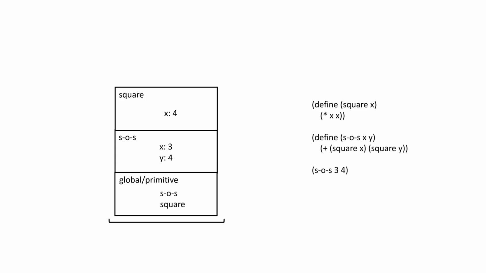but also contain some bookkeeping information, chief among which, or most important as far as this course is concerned, are the dynamic and static links. So the dynamic link points to the activation record of the procedure that called the current one.